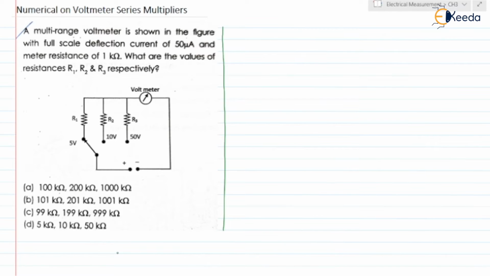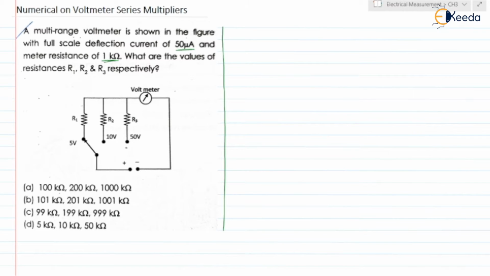A multi-range voltmeter is shown in the figure with full-scale deflection current of 50 microampere. So full-scale deflection current means Im is given, and meter resistance is 1 kilo ohm, Rm is equal to 1k. What are the values of R1, R2, R3 respectively? They have given this circuit, and here we have four options for R1, R2, R3.